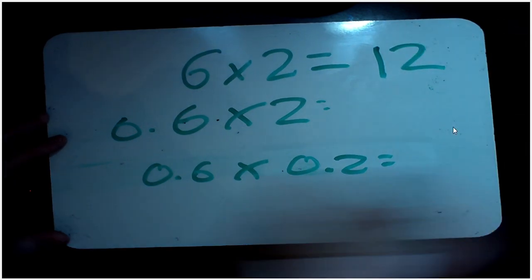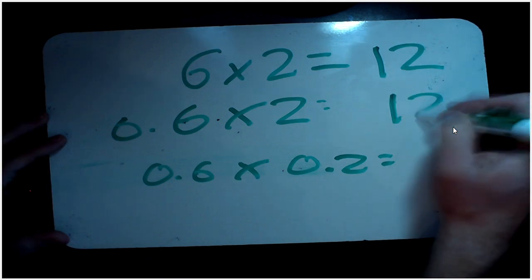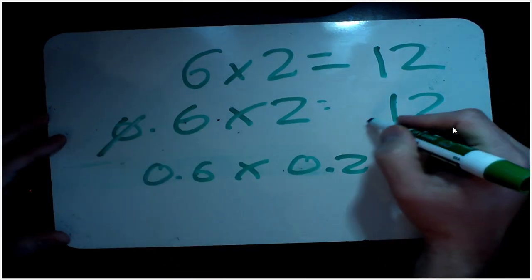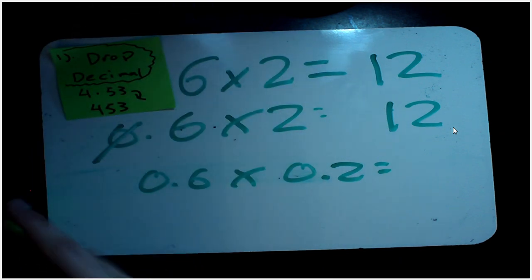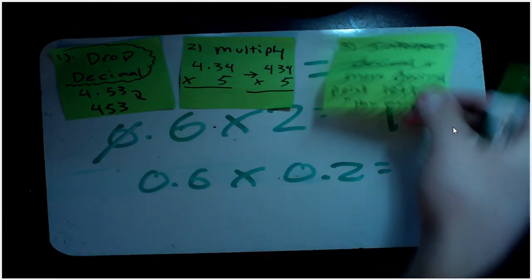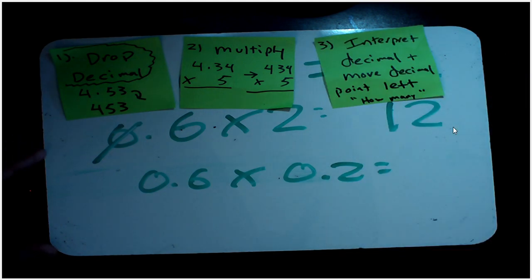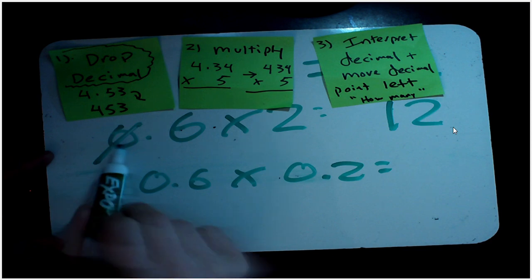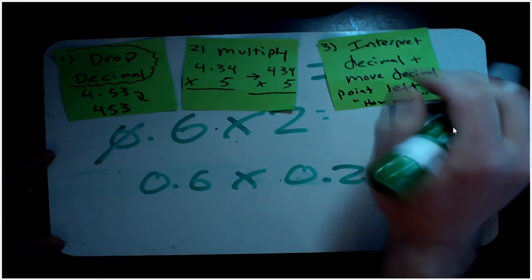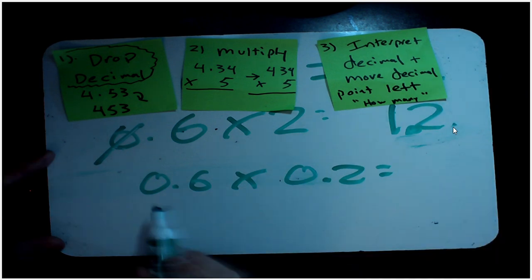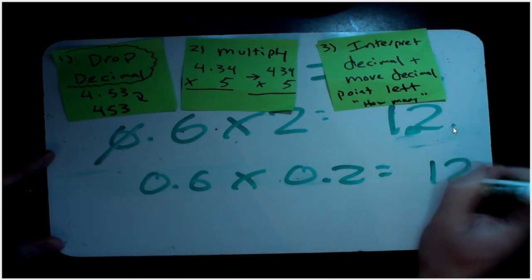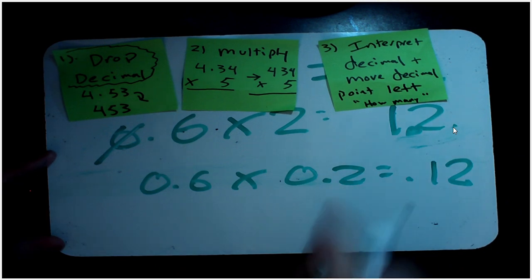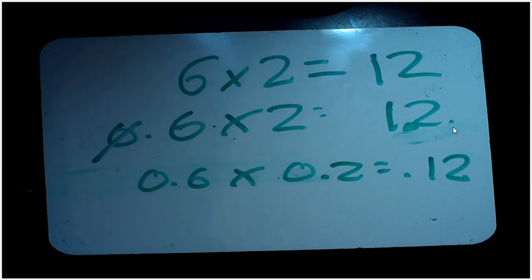0.6 times 2, if I ignore the decimal, I would do 6 times 2 is 12. Count my decimals, I have 1 decimal, so I would move it from the right to the left using the method that we practiced last week and the week prior. Remember, we drop the decimal, we multiply like we would normally multiply, then we interpret by moving the decimal to the left how many decimal places we have. So we have 1 decimal place here. So let's move it to the left 1. So really we have 1.2. And then 0.6 times 0.2 would be 0.12 because we're moving that decimal 2 places from the left. So I have 12, I have 1 and 2 tenths, and I have 12 hundredths.